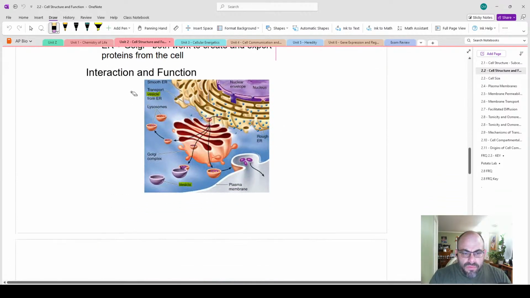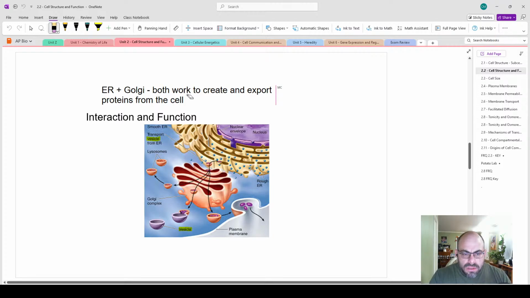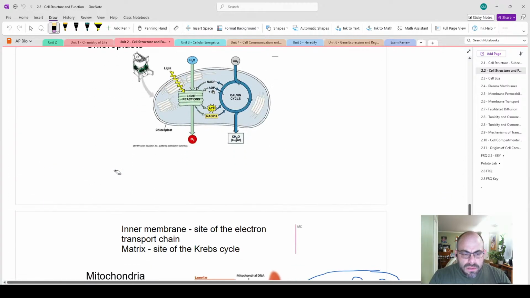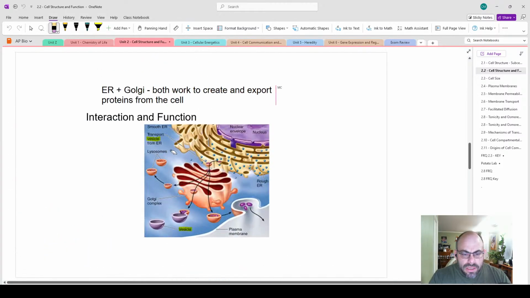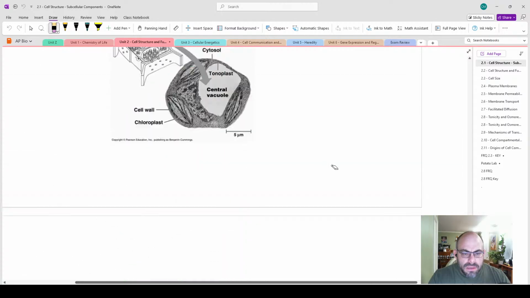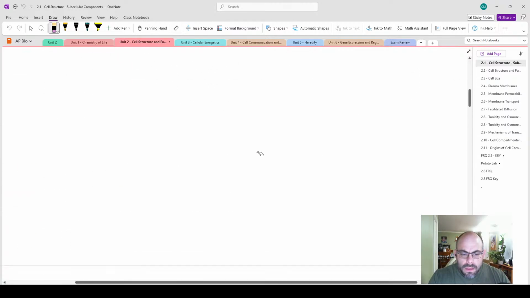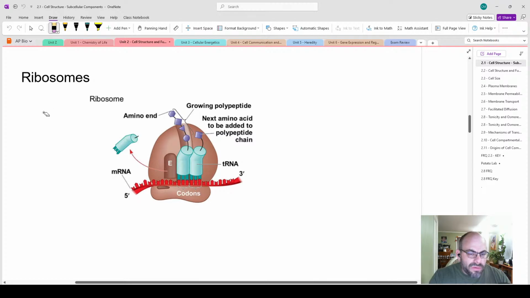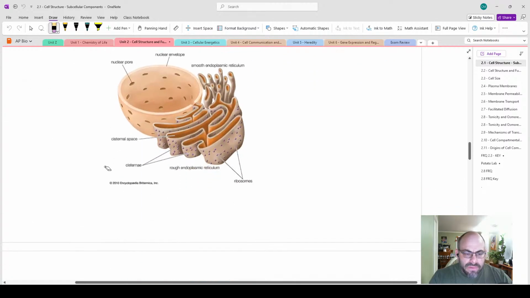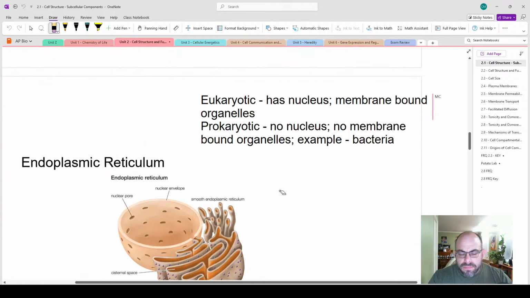This was that whole ER plus Golgi, proteins from the cell. We talked about that. All of these are membranes. Oh, there it is. Okay, all these things have membranes to them, right? These lysosomes. The only organelle that we talked about that does not have a membrane is a ribosome, because a ribosome is more of a cellular particle as opposed to a membrane-bound organelle. Remember, prokaryotes don't have any membrane-bound organelles. They do have ribosomes, but they don't have any of this other fun stuff, right? Only eukaryotic cells have that sort of thing.